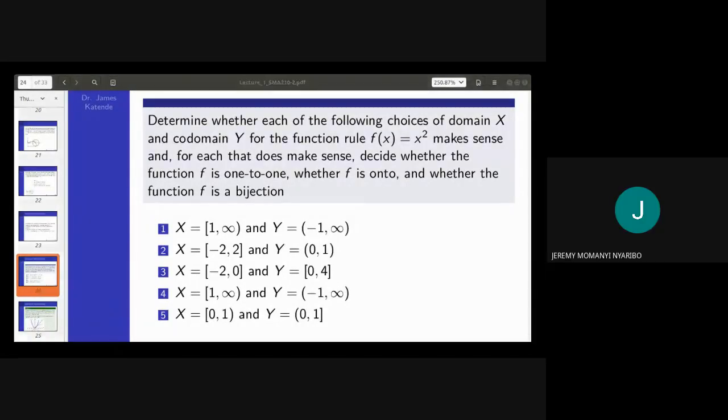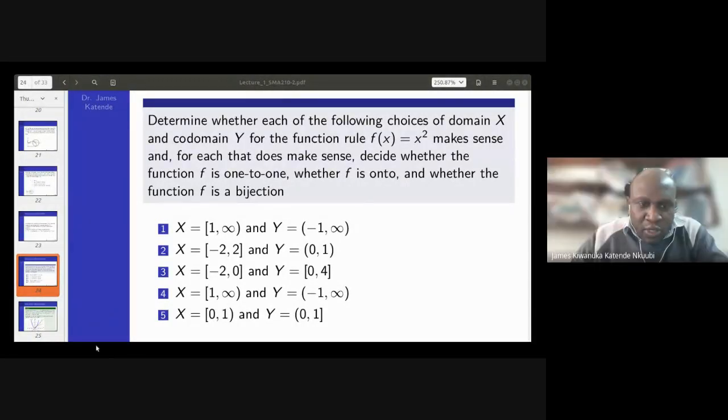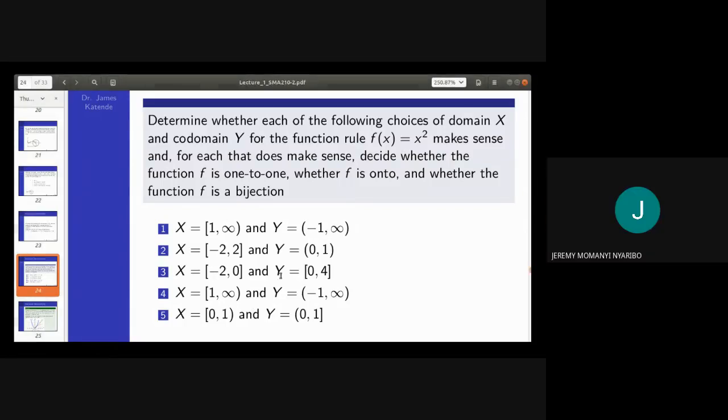Yeah, I'm done. So what do you have for number one? Number one cannot be a choice because the range has to include non-negative and negative real numbers. So I think that because of the negative one that is included in Y, that disqualifies it.